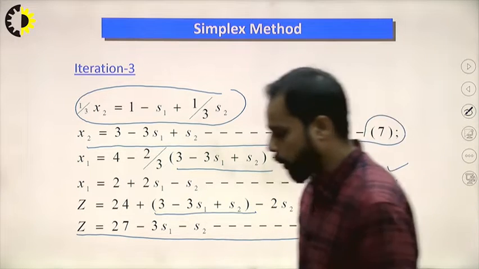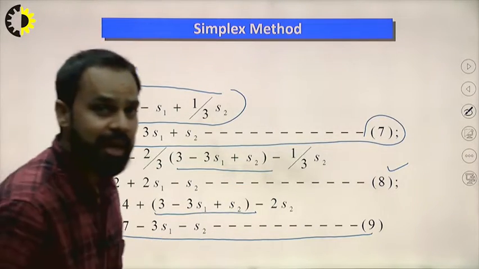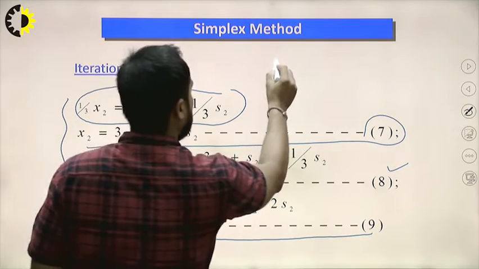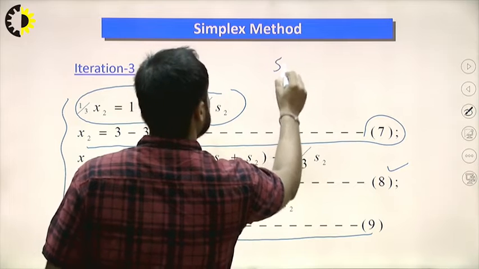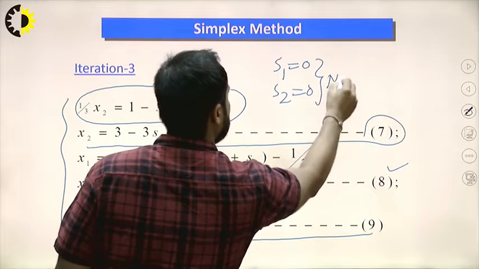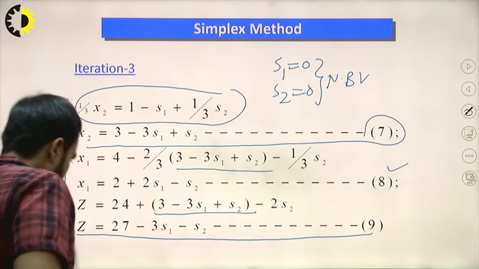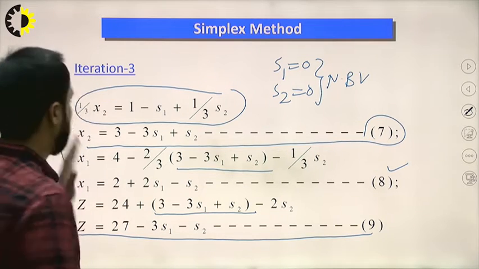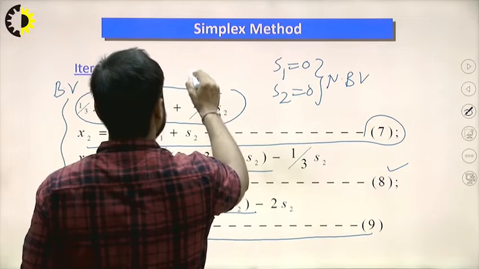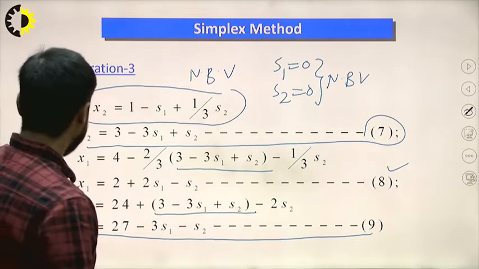Now from equations 7, 8, 9, we have S1 equal to 0 and S2 equal to 0, because we have fixed the non-basic variables. The entire left hand side must be in the form of basic variables, and the entire right hand side must be in terms of non-basic variables, just like the last iteration I have already mentioned.